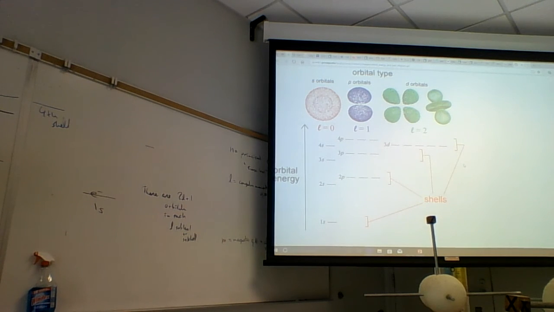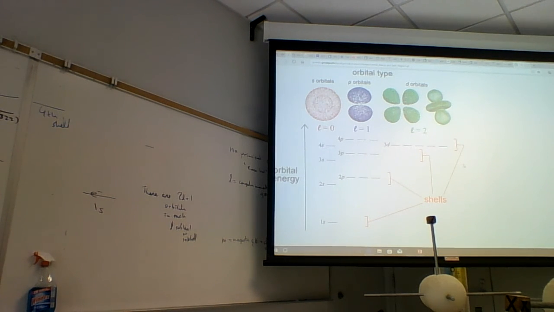The next one would be a 3, 2, minus 1. The next one would be 3, 2, 0, followed by 3, 2, 1, and then 3, 2, 2. So what we're doing is we're going from minus L, where L is equal to 2, to positive L. So minus 2 to positive 2. So it goes minus 2, minus 1, 0, plus 1, plus 2. That gives us 5.